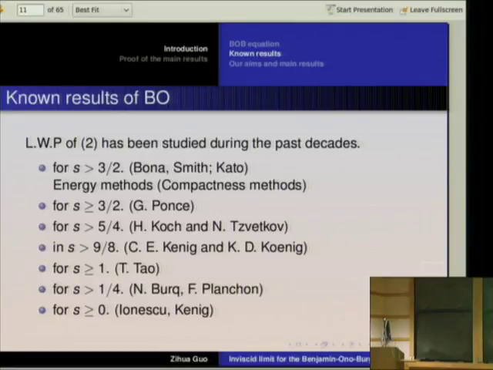For s bigger than 3/2, this is implied by the energy methods. This method is universal for many, many equations and doesn't exploit any dispersion. So do you get global existence with these energy methods? Yes. Global. Not just well-posedness, but global regularity. I suppose you have everything conserved.